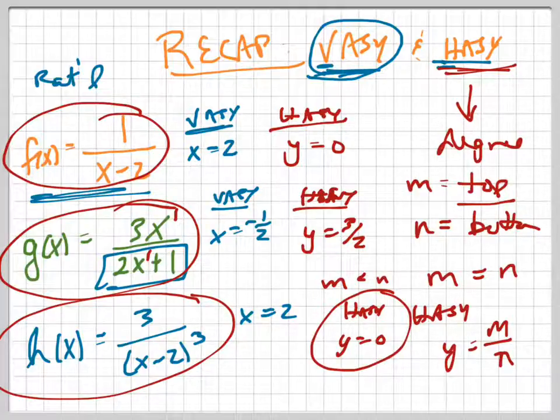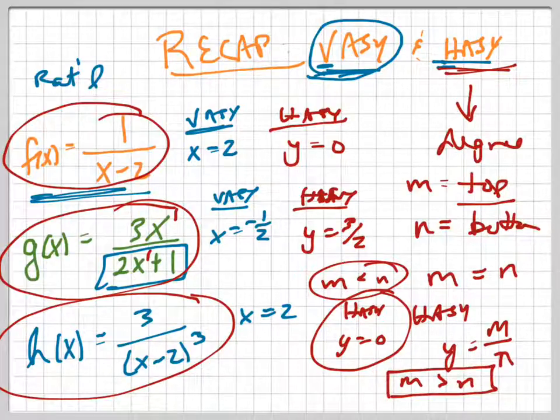So that's how you find horizontal and vertical asymptotes. Oh, one last thing. If the degree of the top is greater than the degree of the bottom, that's when you don't have a horizontal asymptote, but you might have a slant asymptote. And we'll talk about that in a different video. But that's a quick recap of horizontal and vertical asymptotes, and watch the other videos and you'll see lots of good examples.